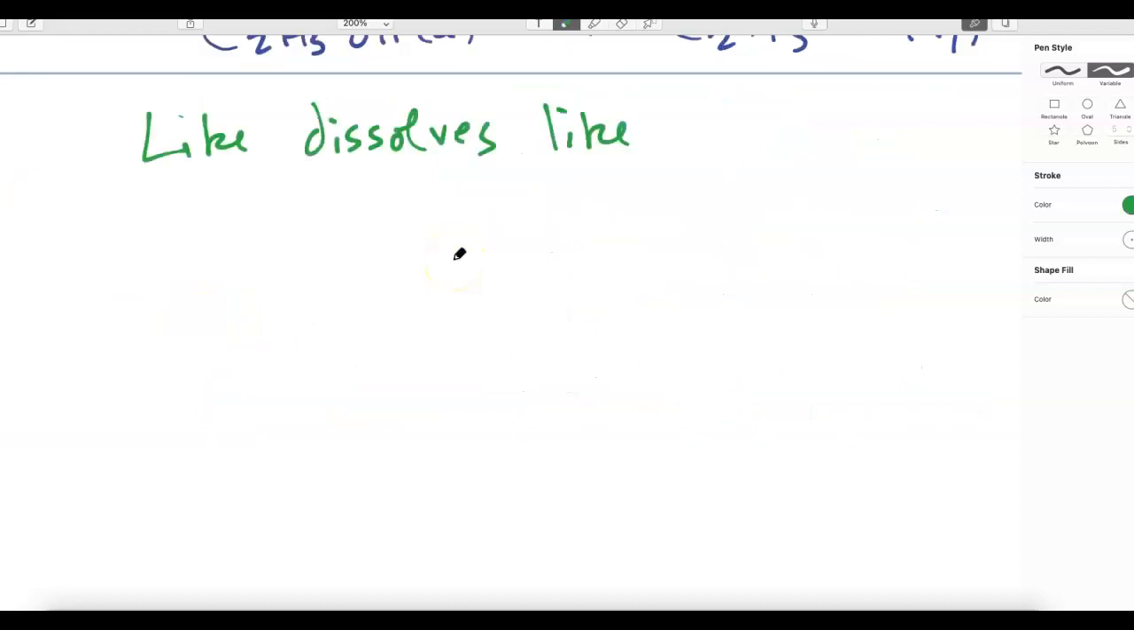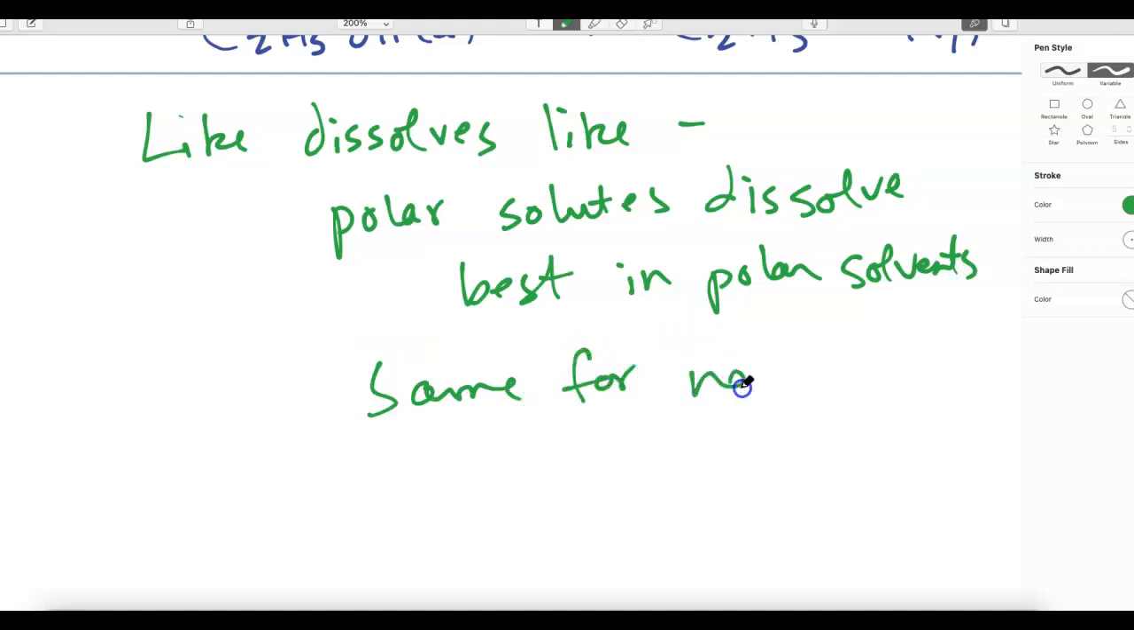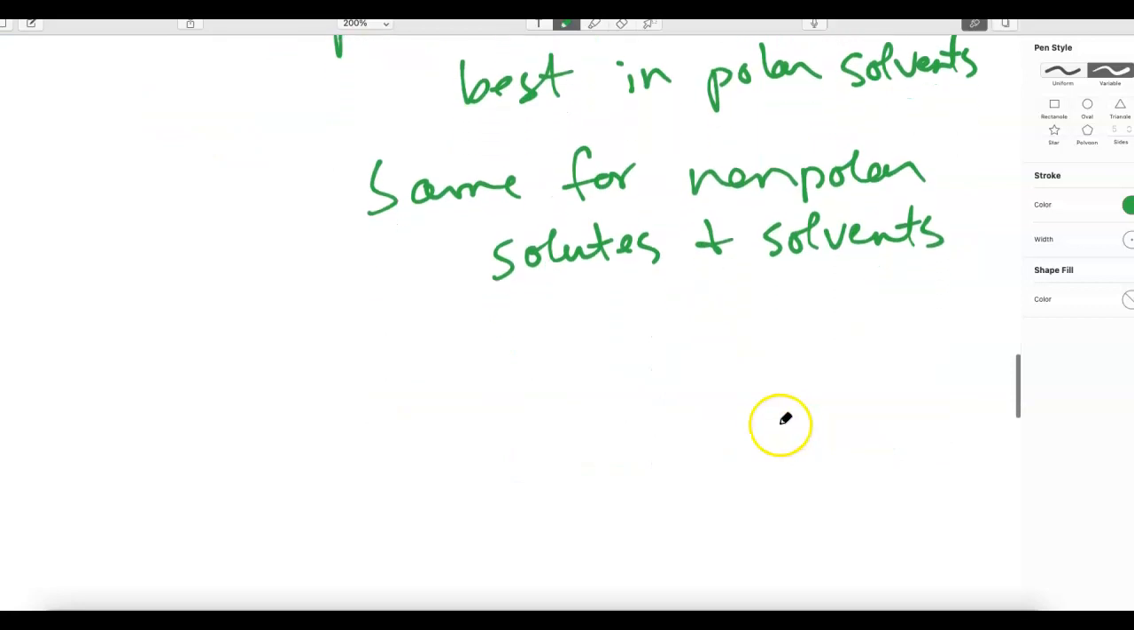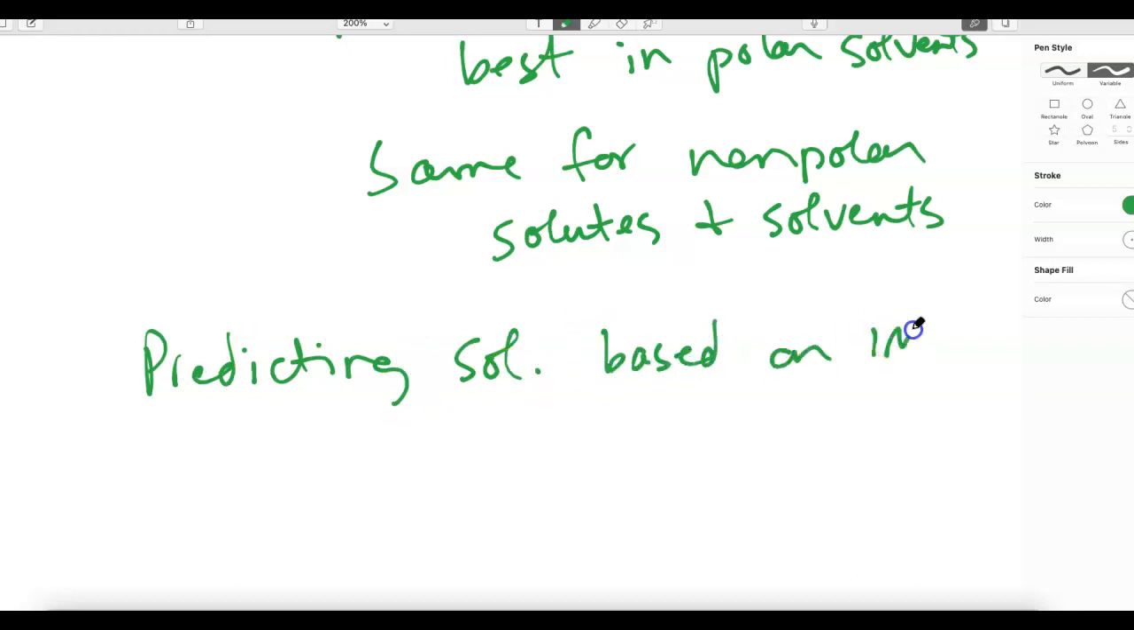So last week we talked about the idea of like dissolves like, which means that polar solutes dissolve best in polar solvents. And the same thing for nonpolar solutes and solvents. And we talked about predicting solubility based on IMFs. And you should be really comfortable with this.